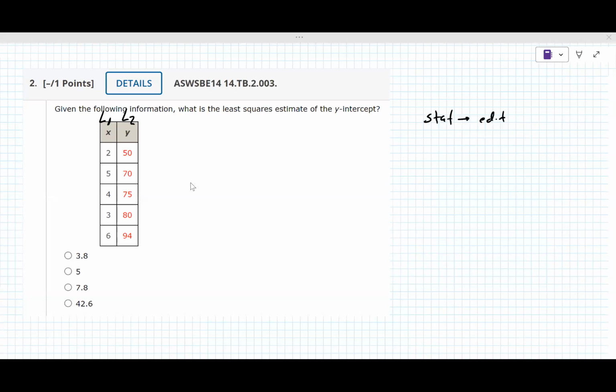So do you have an equation there? Something like it'll say y equals a plus bx. 42.6 and 7.8 for a. So there you go. Like that. So that's the nice thing: it just does it for you. You don't have to do anything, and you've got it.